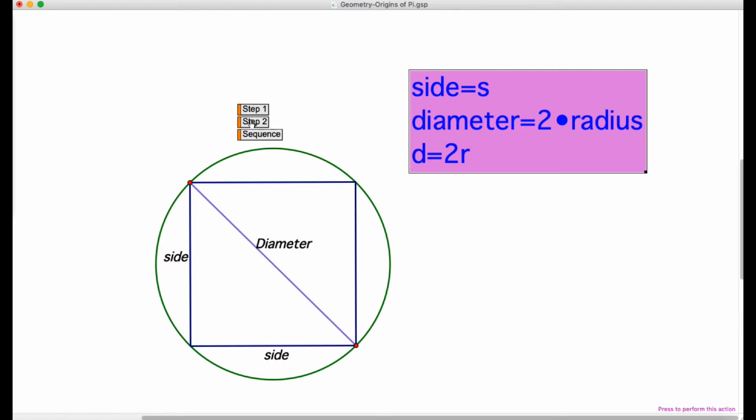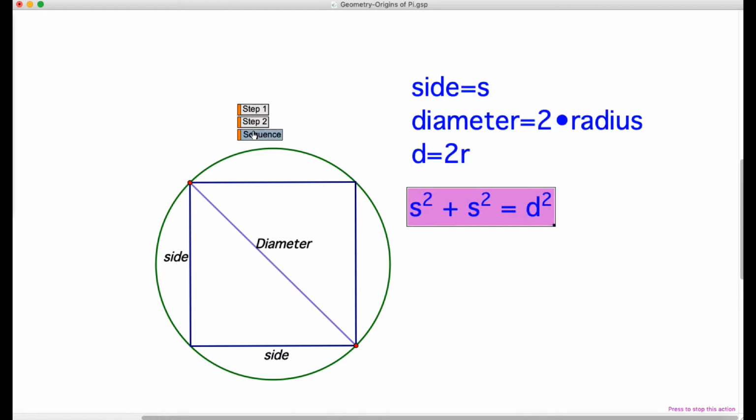And I can now look at a few things. One, I'm going to abbreviate the side as S. I'm going to abbreviate the diameter as D and the radius as R. And I know that one of the properties of a circle is that the diameter is 2 times the radius, so D equals 2R.